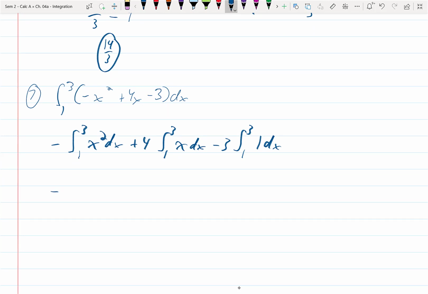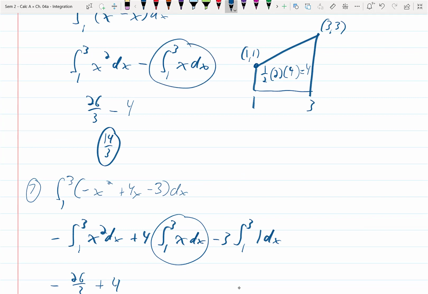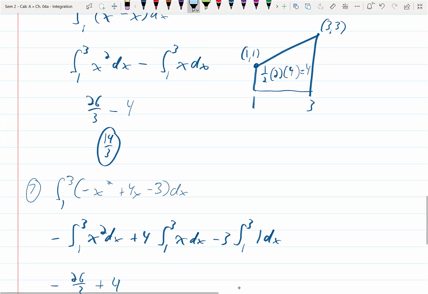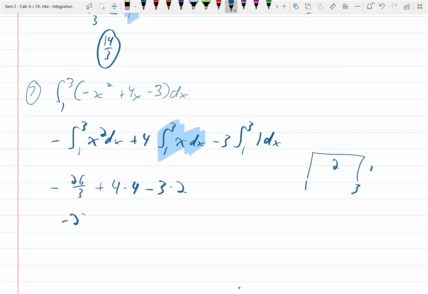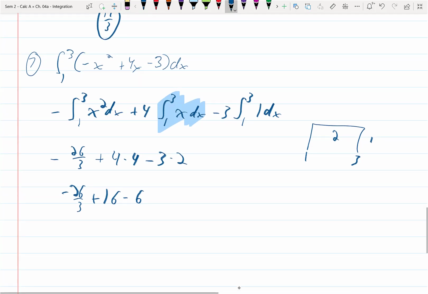Again, the first one is just 26 thirds. The second one is plus 4 times this integral, and we actually did that same one right here. If I compare that with what we just did, we know that that integral is 4. So this is just 4 times 4 minus 3 times, we've actually already done that one before too. Remember, that was the rectangle from 1 to 3 with a height of 1, so that is an area of 2. 3 times 2. So you have negative 26 thirds plus 16 minus 6, or negative 26 thirds plus 30 thirds, or 4 over 3.